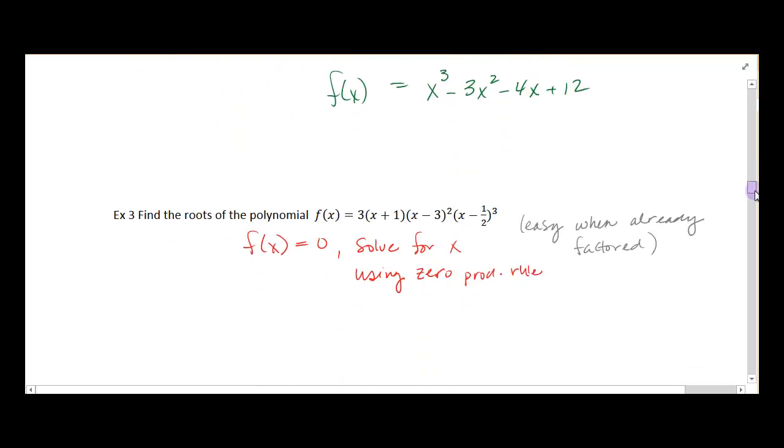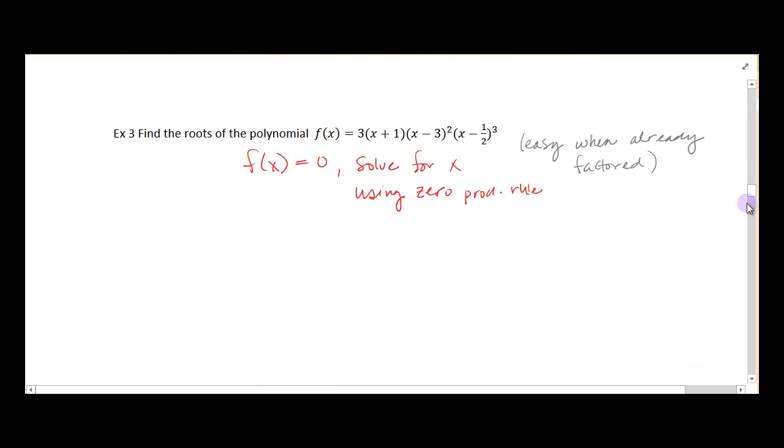Now, let's try one more example where we want to look at it a little bit differently. Here is the polynomial that I have, and I want to go backwards. I want to find the roots of this polynomial. Remember that if my polynomial is already factored, to find the roots, all we need to do is set it equal to 0 and solve for x. That allows us to use what we call the zero product rule, which means if this whole function is set equal to 0, then I can set each of the factors equal to 0.